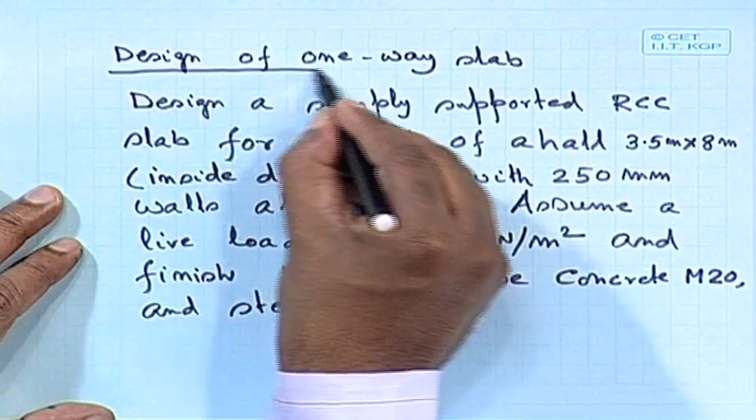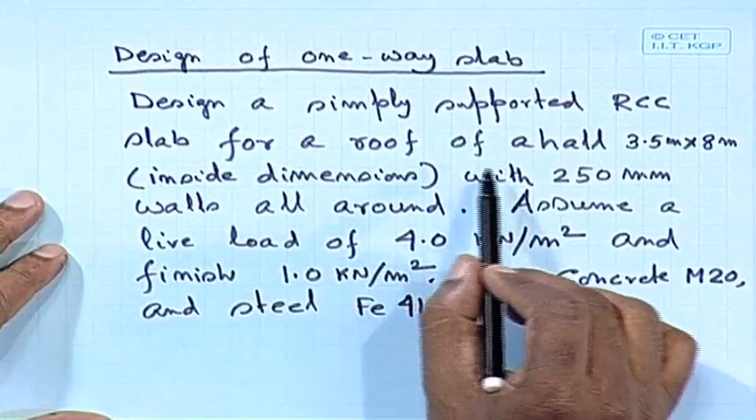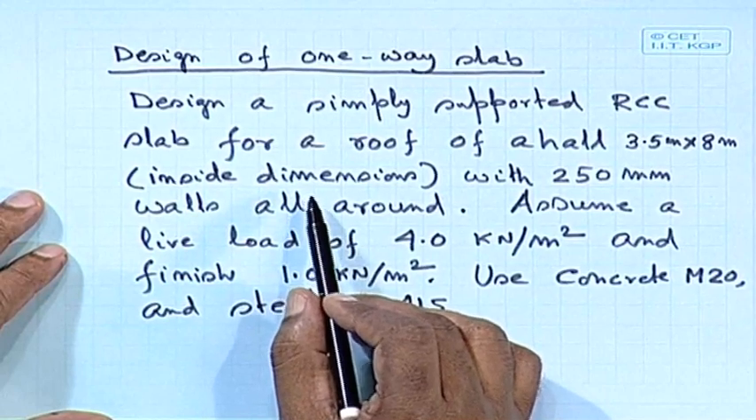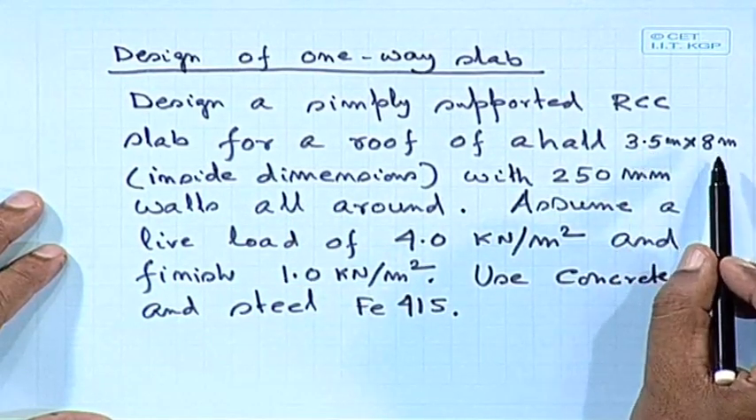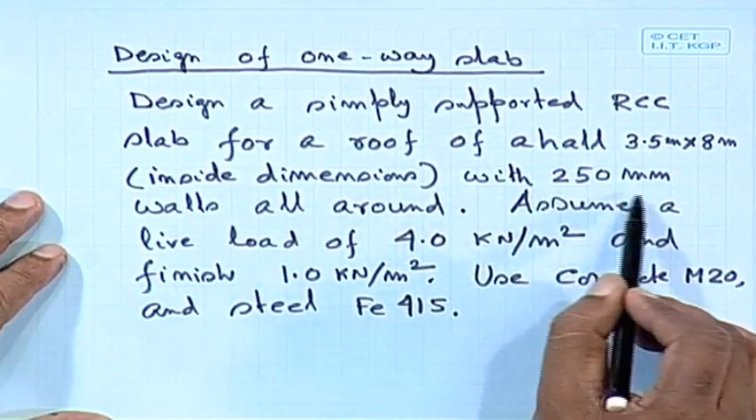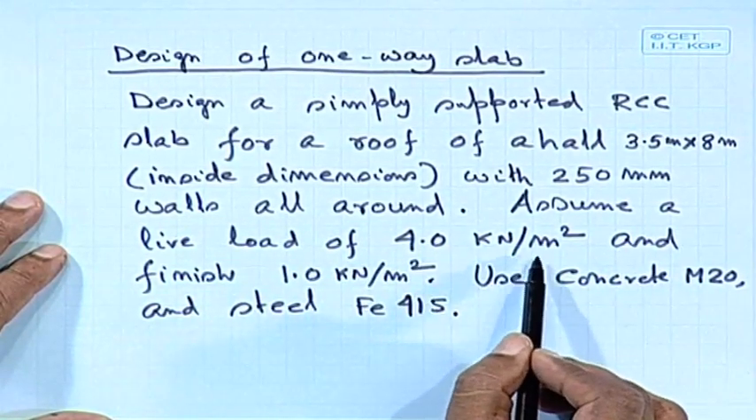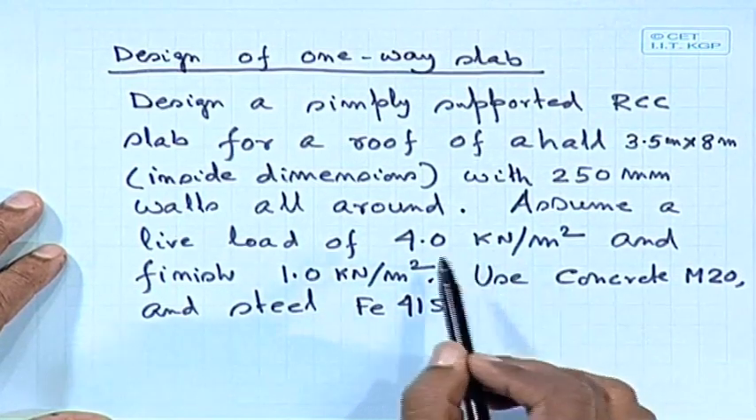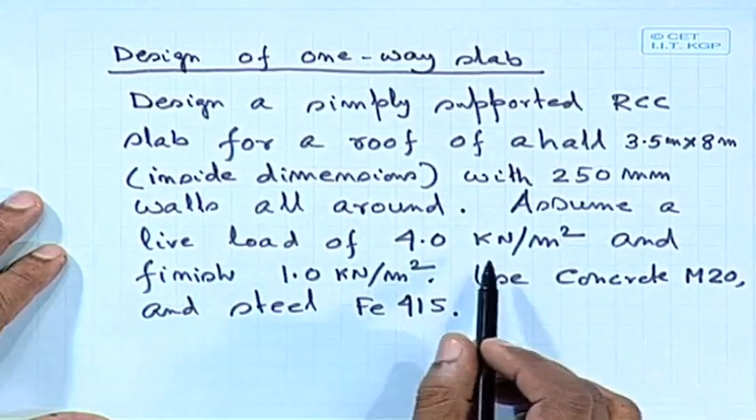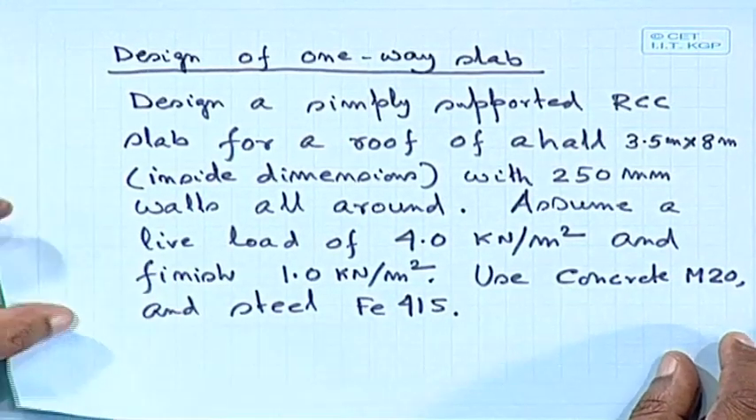So, we have to design a one-way slab: a simply supported RCC slab for a roof of a hall 3.5 meter into 8 meter, that is the inside dimension. So clear span here is 3.5 meter on one side and 8 meter on the other side. Since it is one way, we have to take 3.5 meter, with 250 millimeter walls all around. Assume a live load of 4 kilonewton per square meter, though it is quite high, but just for problem sake let us take it, and finish 1 kilonewton per square meter. I have given 1.5, but here we are not using any partition. Use concrete M20 and steel Fe 415. So, this is the problem.